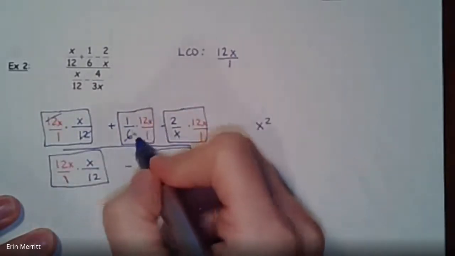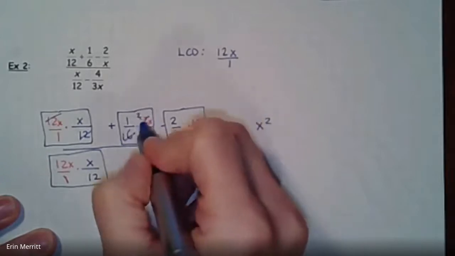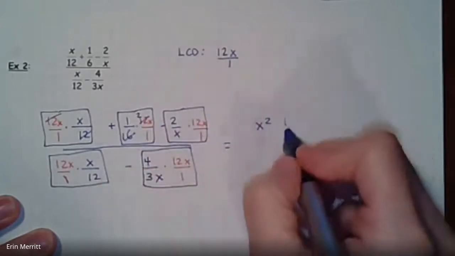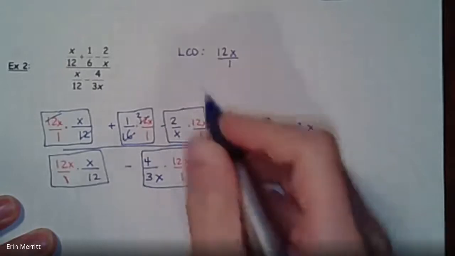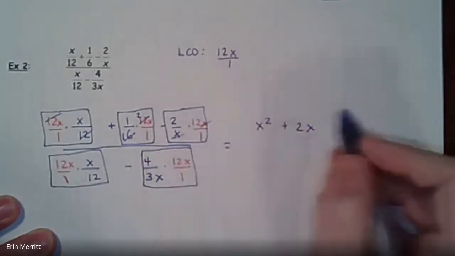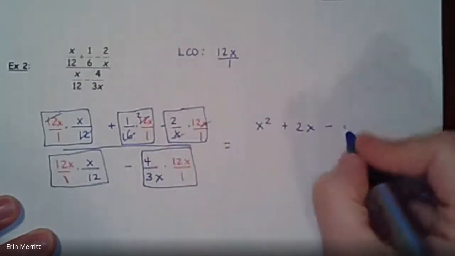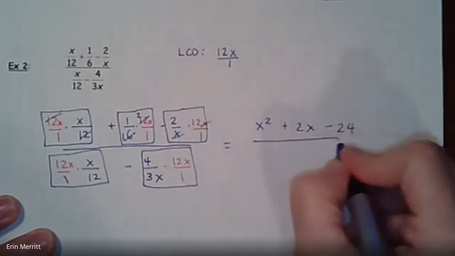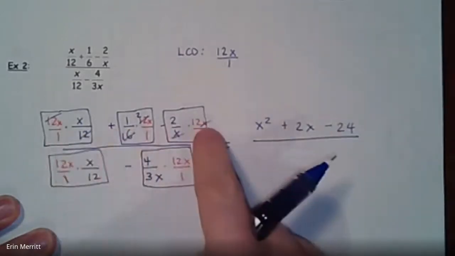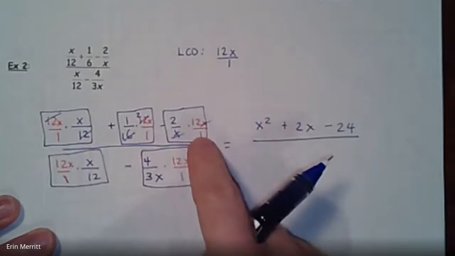The next one, the 6 and the 12 reduce down to 1 and 2. So I'm just left with a plus 2x. Here the x's go. So we're left with minus 2 times 12, or 24. You know we've done a good job because all the little denominators simplified right out.